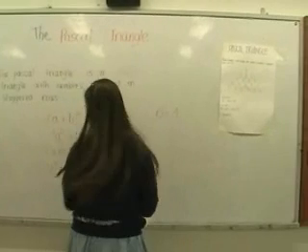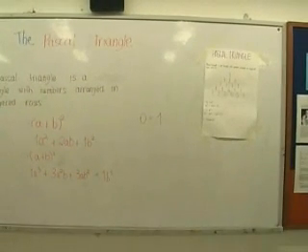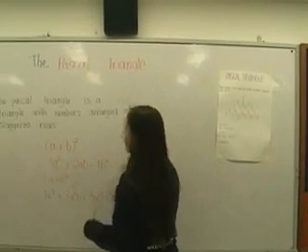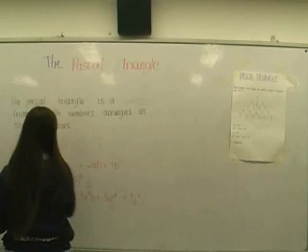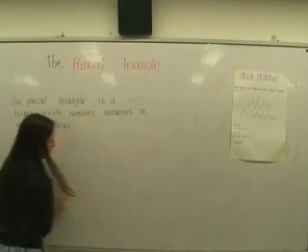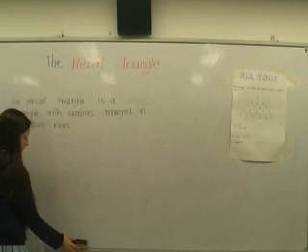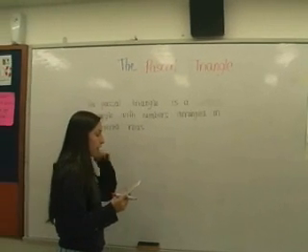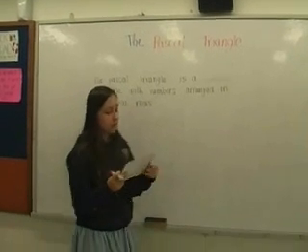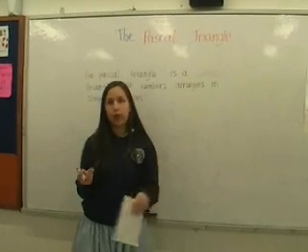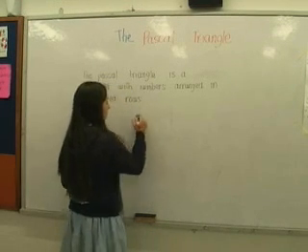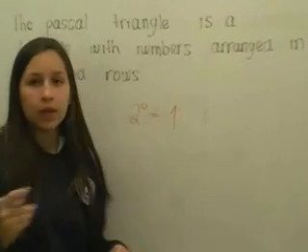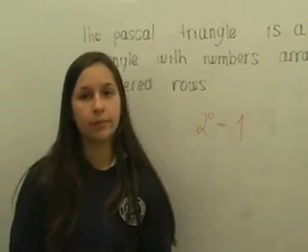Okay, so I'm going to teach you using it with sums. The sum of a row, the sum of the numbers, will always be a power of 2.